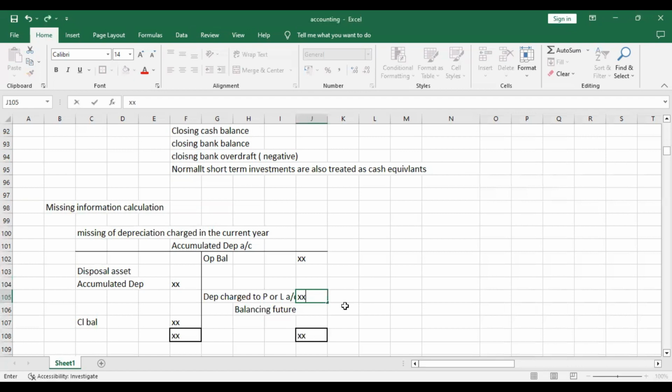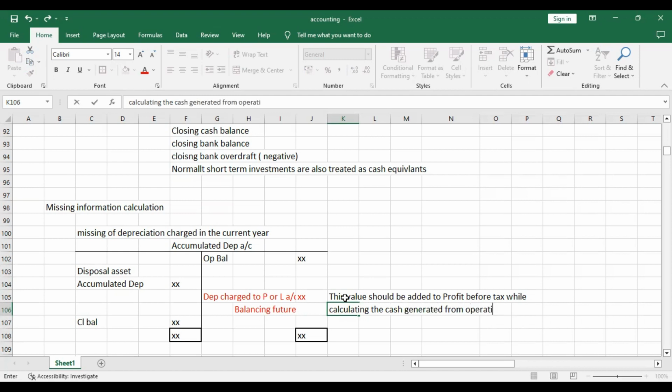Are you clear? This is the balancing figure. This balancing figure will be taken to the P&L account. Not P&L account, basically net cash flow from operating. So this value should be added to profit before tax while calculating the cash generated from operations. Are you clear? That is number one.